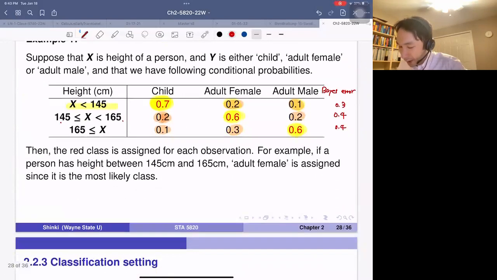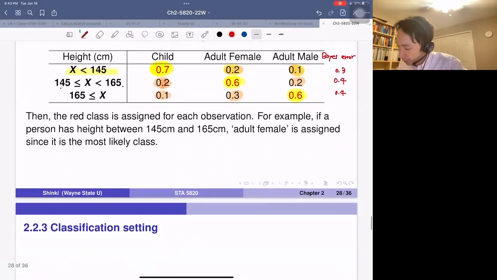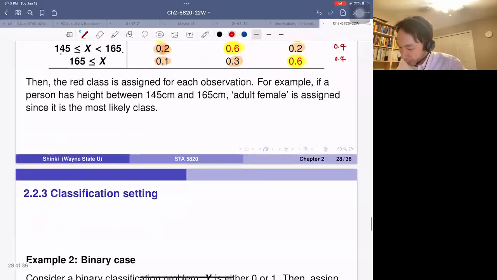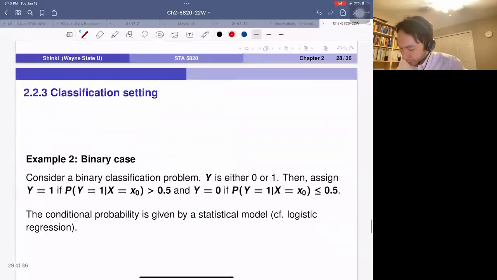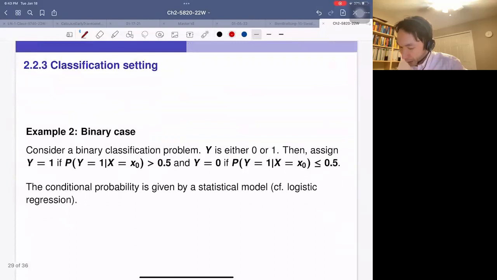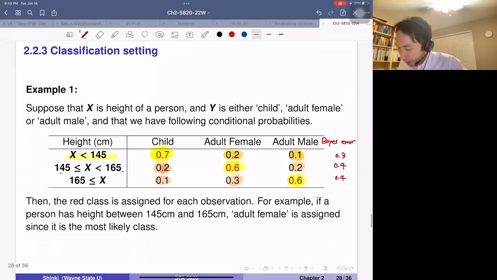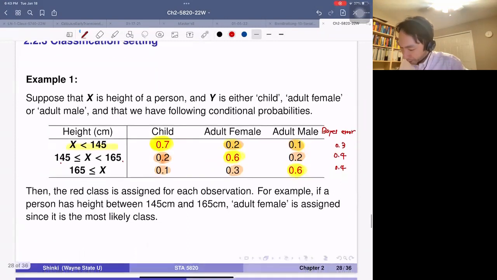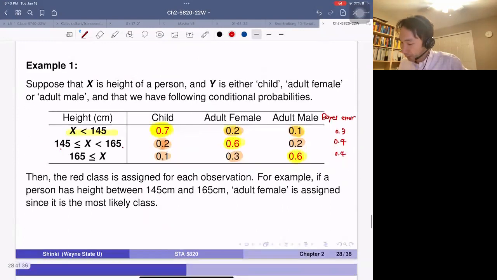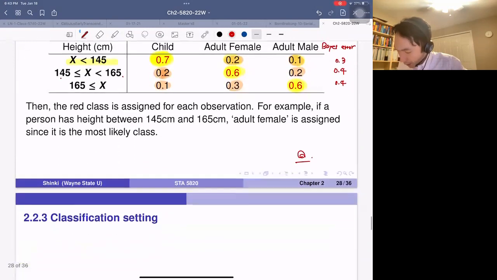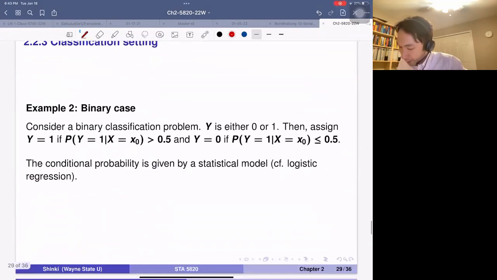The Bayes error rate is given only when x is given. Yeah, so this is the most basic way to decide which category each observation belongs to. We have a similar quiz to this one for today.